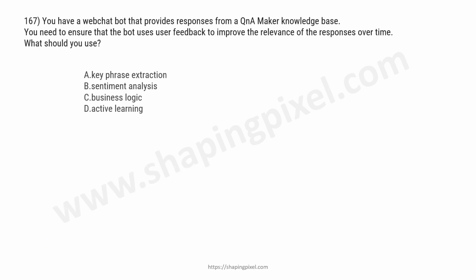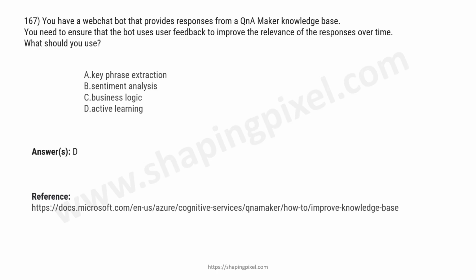You have a web chat bot that provides responses from a Q&A maker knowledge base. You need to ensure that the bot uses user feedback to improve the relevance of the responses over time. What should you use? And the options are key phrase extraction, sentiment analysis, business logic, active learning. So the right answer here is option D, active learning.